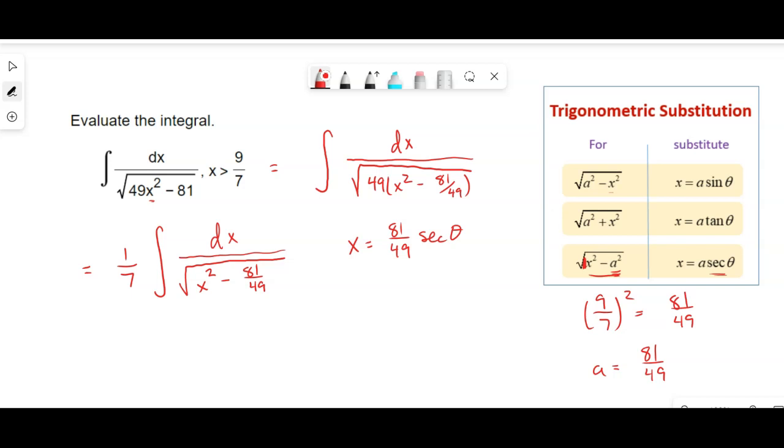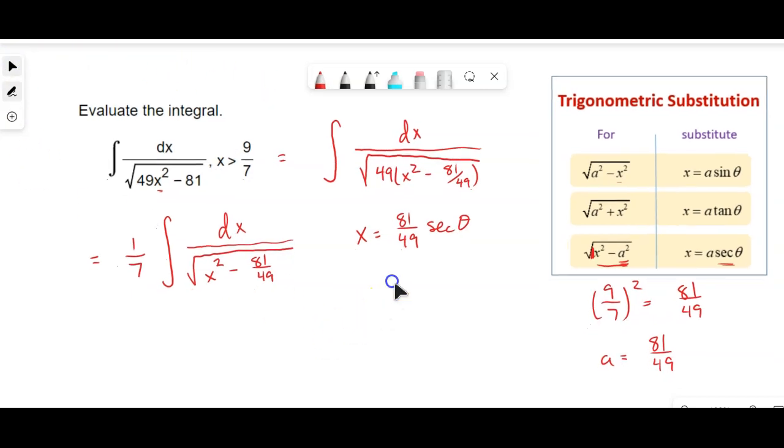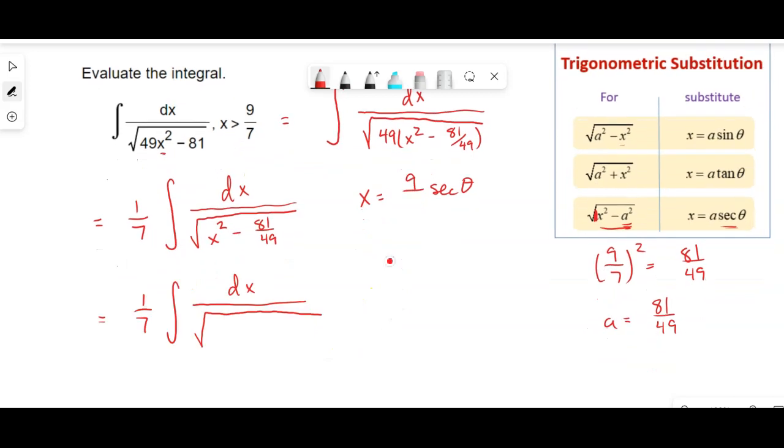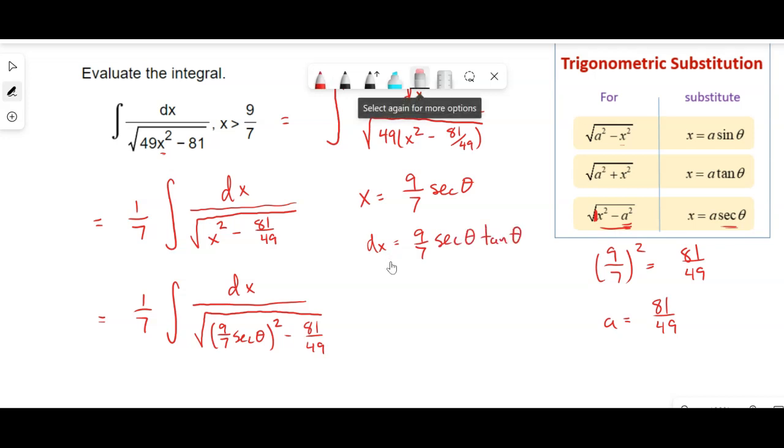All right, and again, I'm going to show you both methods, but the first method would be to start off with the standard substitution. So 9/7 secant theta is what's being squared now, minus 81/49. Okay, if that's x, then dx is equal to 9/7, we'll just keep the constant. The derivative of secant is secant tangent, and that's what we're going to use to replace the numerator, d theta. All right, so there's my substitution.